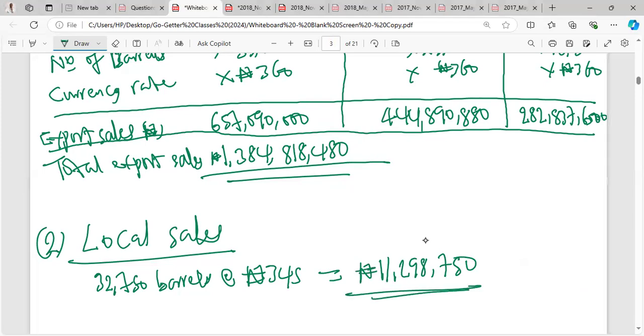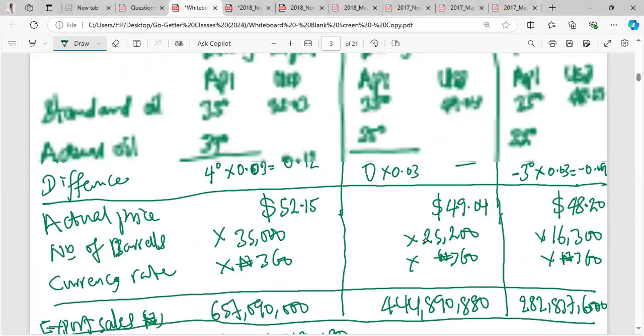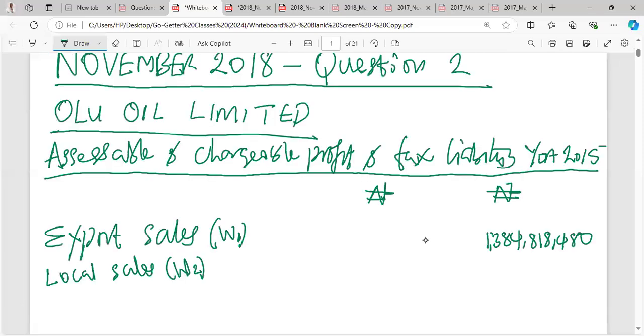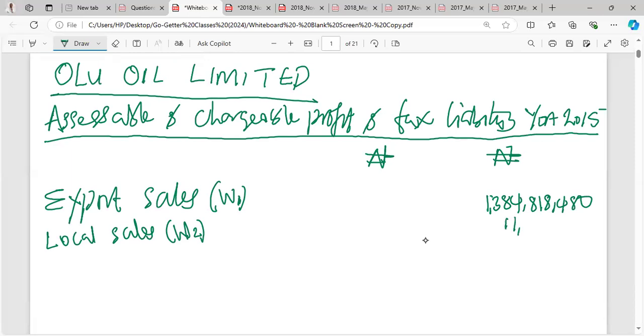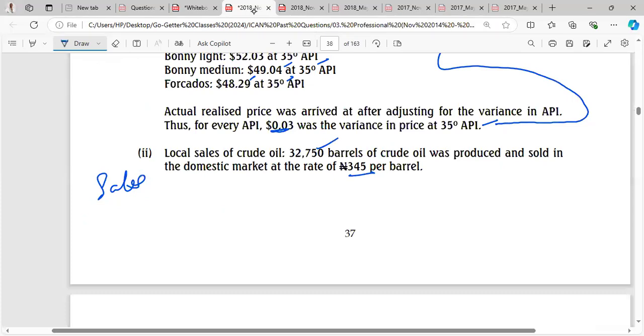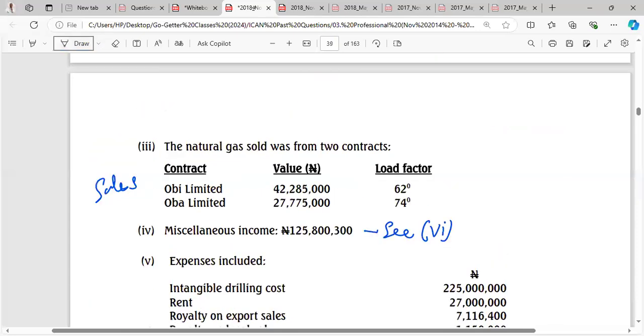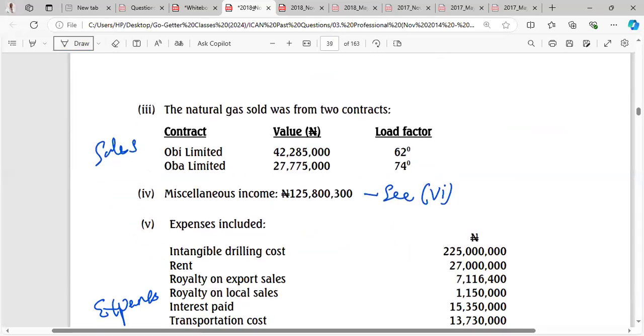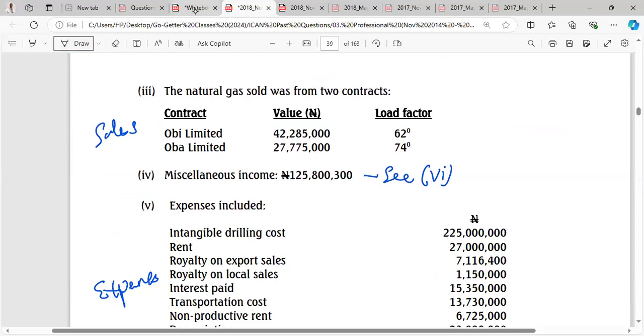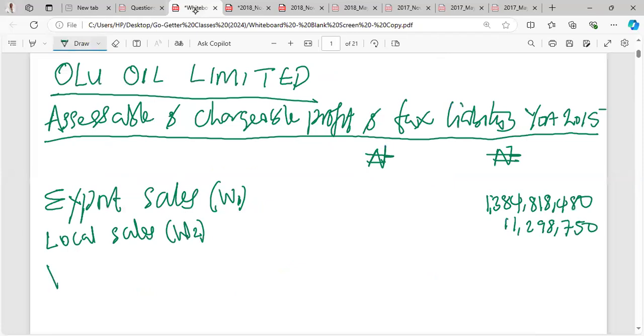So we'll go up here, and that's a local sales. Then the next thing to do here is, so we've taken this side, this side is gone. Go to number 3. Number 3 here is gas. Value of natural gas. So you now say value of natural gas.